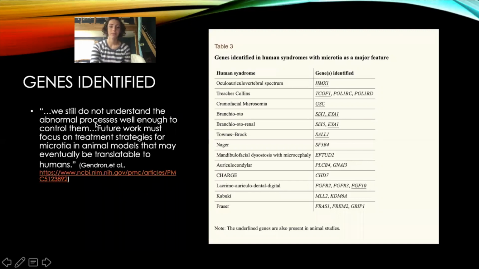So our hope is future work will focus on treatment strategies for microtia in animal models that can eventually be translated to humans, that we can learn more about what's going on in our genes to cause these different syndromes and to cause microtia and anotia.